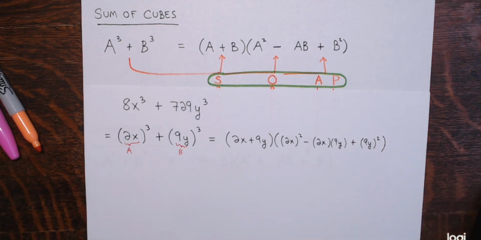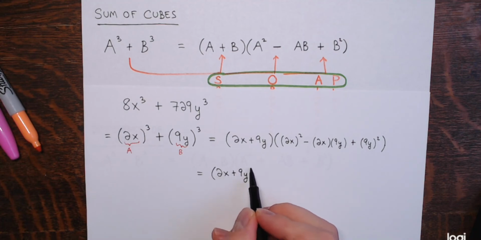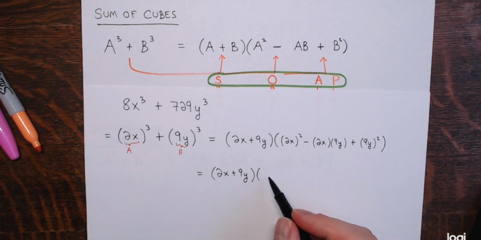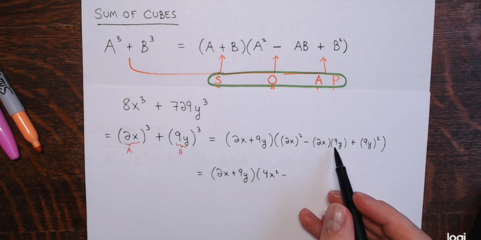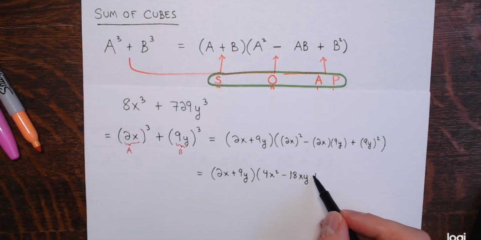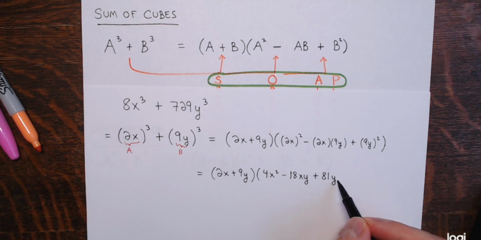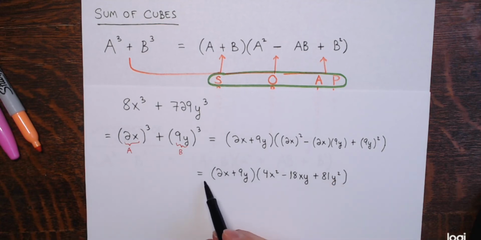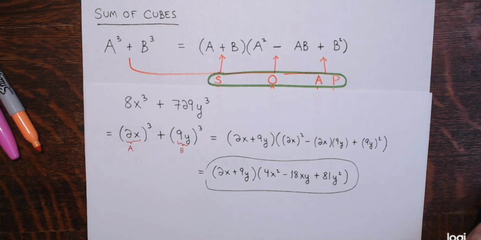And now we simplify. All right, so the first factor is 2x plus 9y times, and then the other factor will be 4x squared minus 18xy plus 81y squared. And that should be all they want. And that is all we can do factoring wise anyway. Alright, so that's what I'll enter back in the answer area.